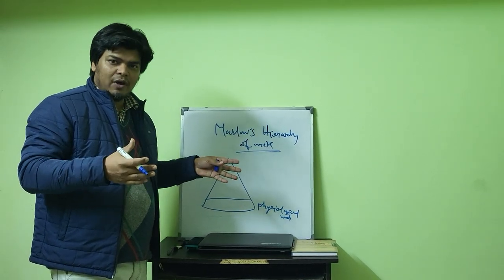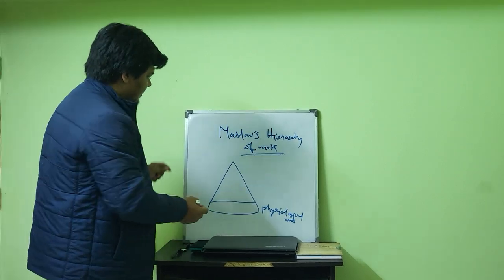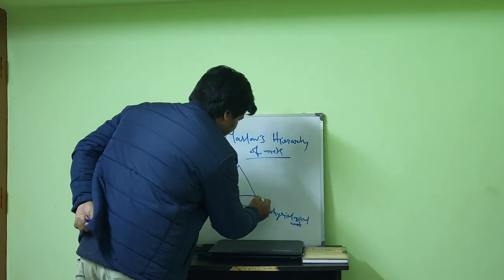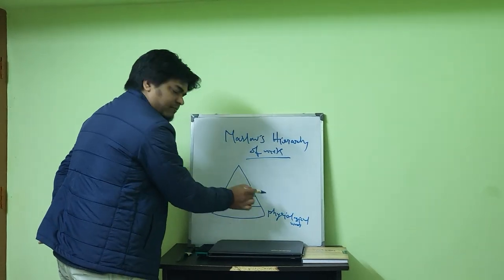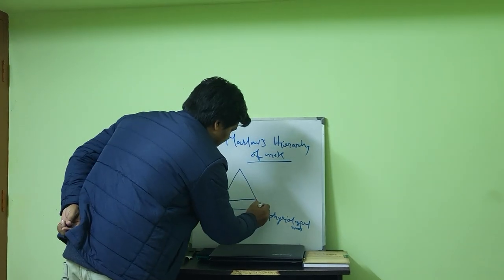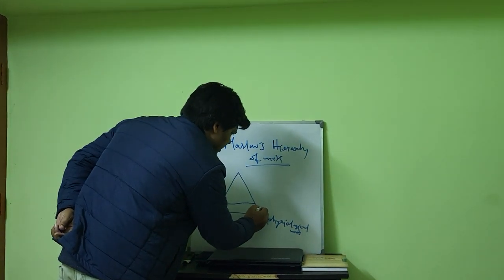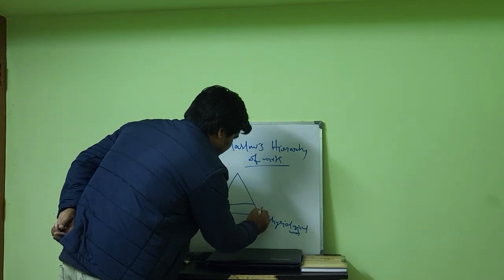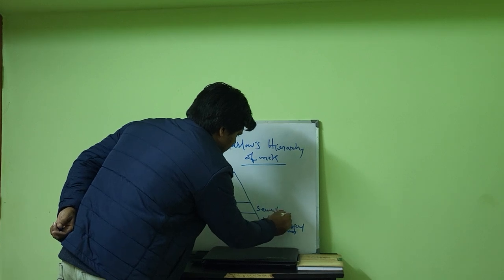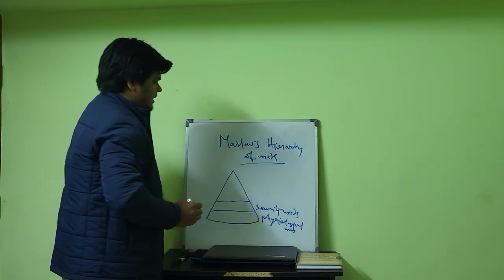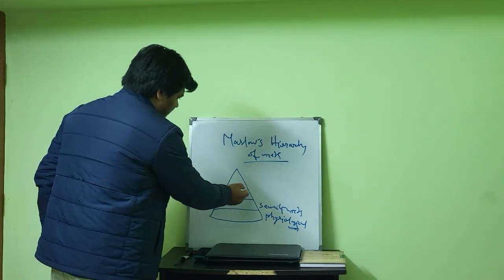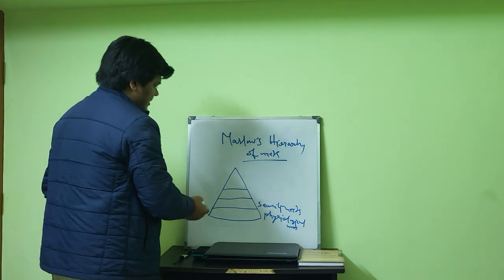An employer should provide the upper level of needs. After the physiological or biological needs are fulfilled, an employee or worker goes for security needs. Security needs are such as a shelter to protect himself from calamities.